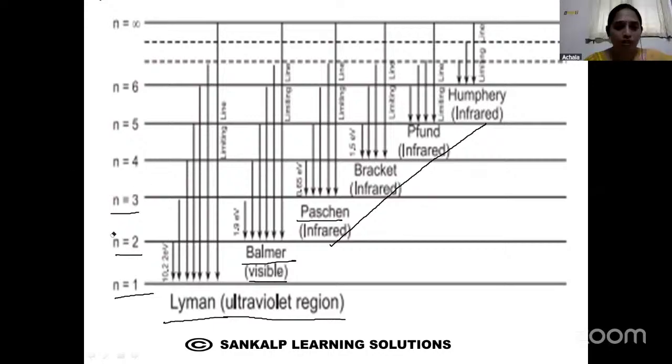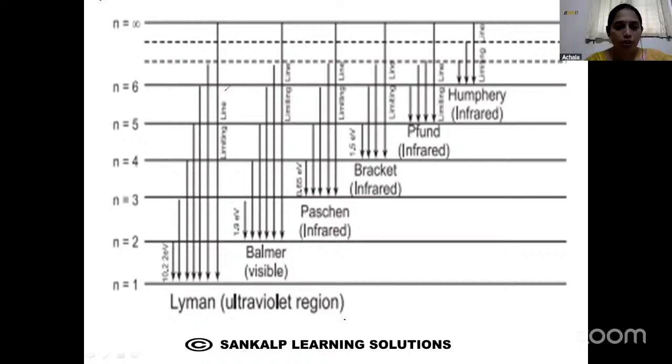So this is about the hydrogen spectrum. When an excited electron jumps to different energy levels or different orbits, we call them different series: Lyman series, Balmer series, Paschen, Brackett, Pfund and Humphreys. Here, a scientist called Rydberg gave the equation to calculate the wavelength of the hydrogen spectrum.